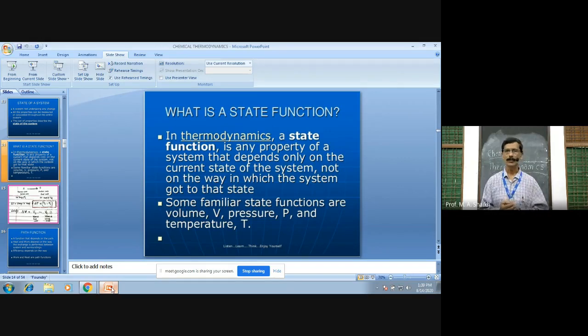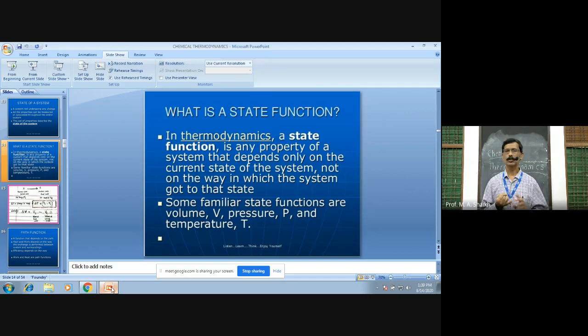Volume is a state function, but it is an extensive property. Pressure and temperature are state functions, but they are intensive properties. Pressure, temperature, volume, all three are state functions.